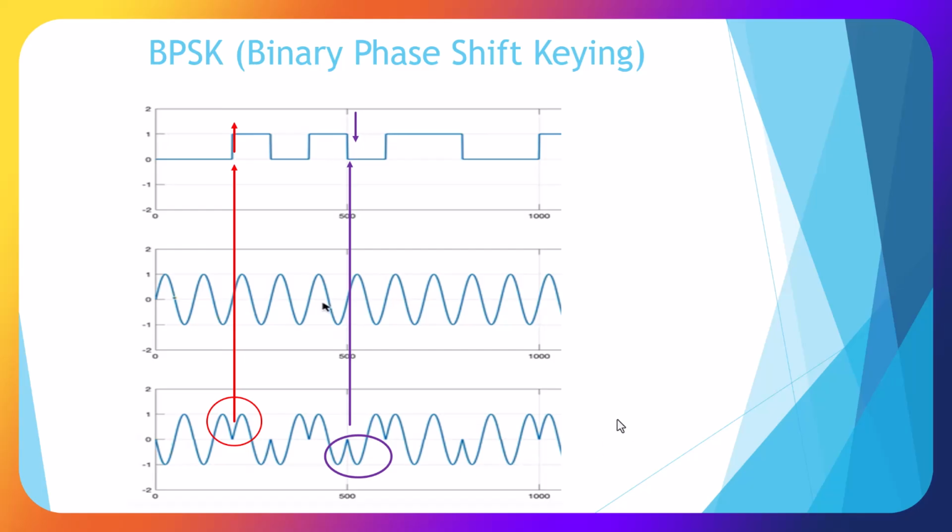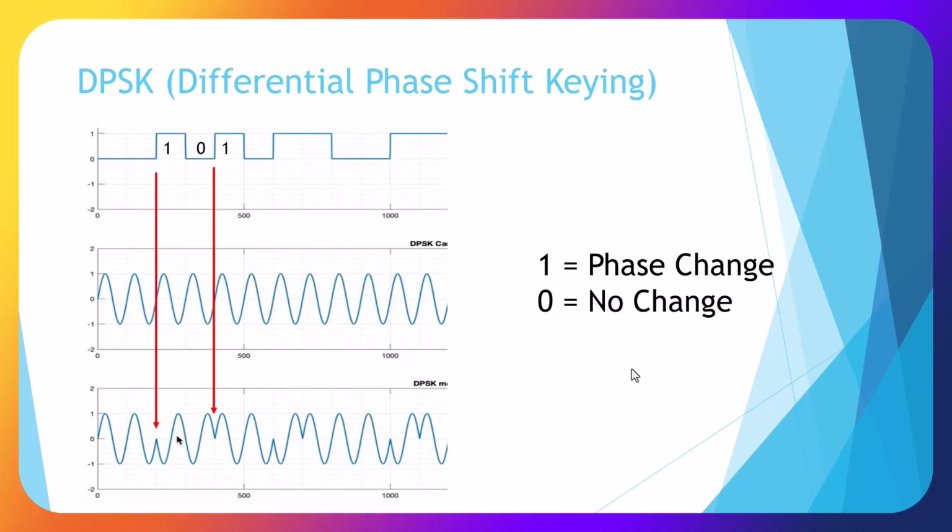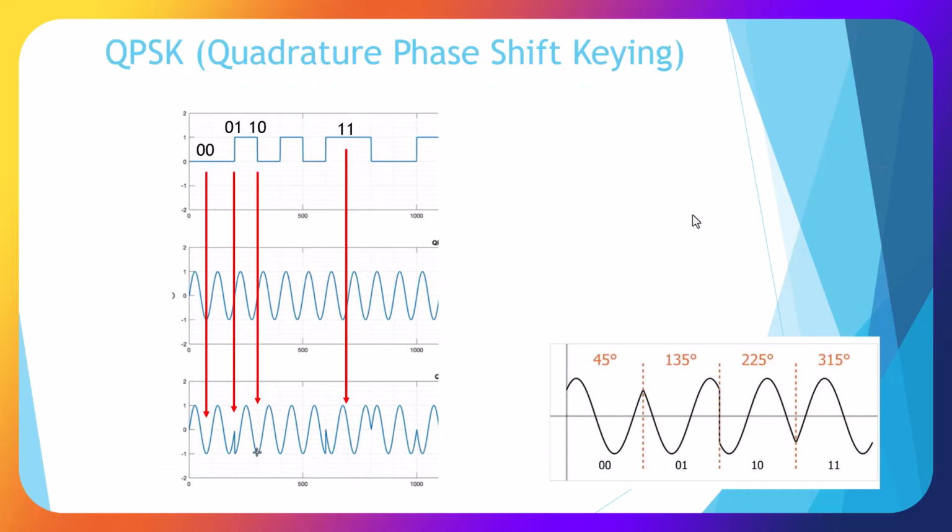And anytime there is no change, it just will be the carrier signal. Okay, DPSK, differential phase shifting, is where we're looking for a phase shift. When we get a phase shift, we're going to go to 1. So wherever there's a phase shift, we are going to output a 1. So if we have no phase change, it stays at 0.